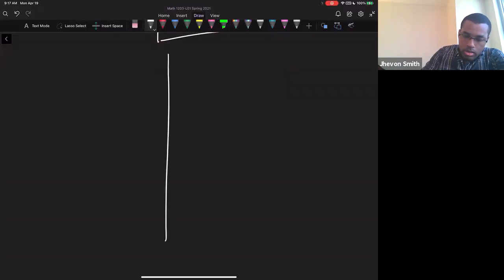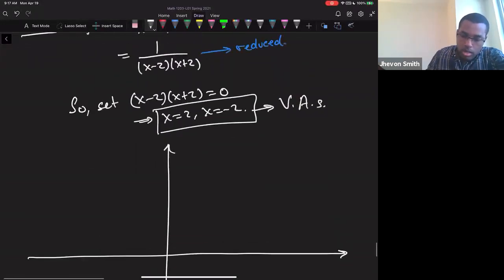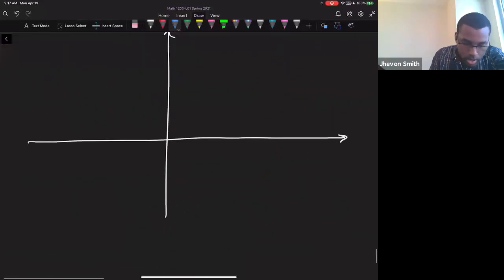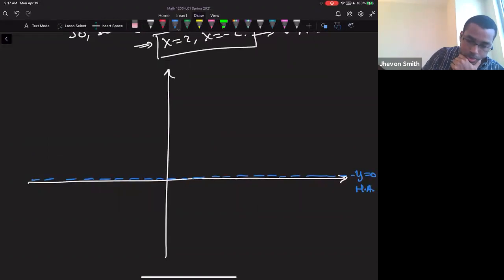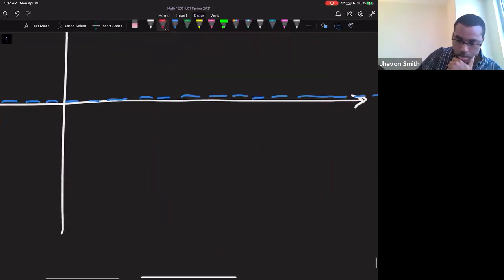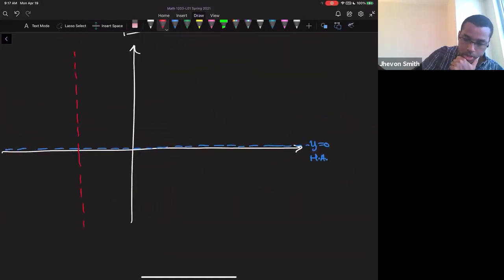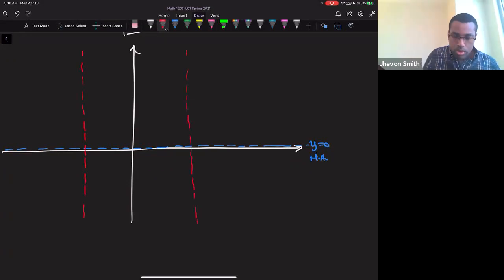I can look at this graph. What this basically means is that my horizontal asymptote is y equals 0. So the graph will approach this as my x coordinates go off to infinity. I have some vertical asymptotes at minus 2 and plus 2. Yeah. And the problem is I wasn't making the sound. Of course, the iPad. All right. So this is at minus 2. This is at 2. So those are vertical asymptotes.